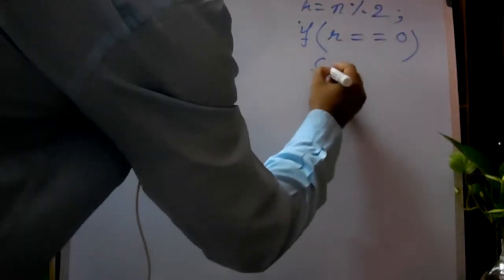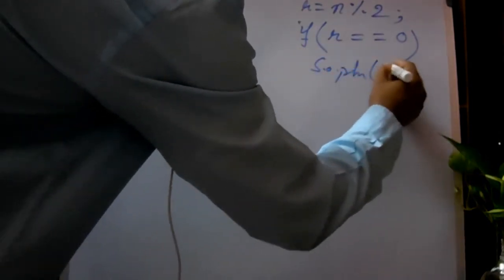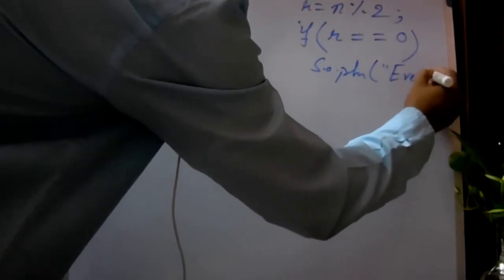If the value of r is equal to 0, so if the remainder is 0, then System.out.println, that will be the even number. So we are printing even. Else, System.out.println, we will print the number is odd number, that's all. So this is the if else construct.